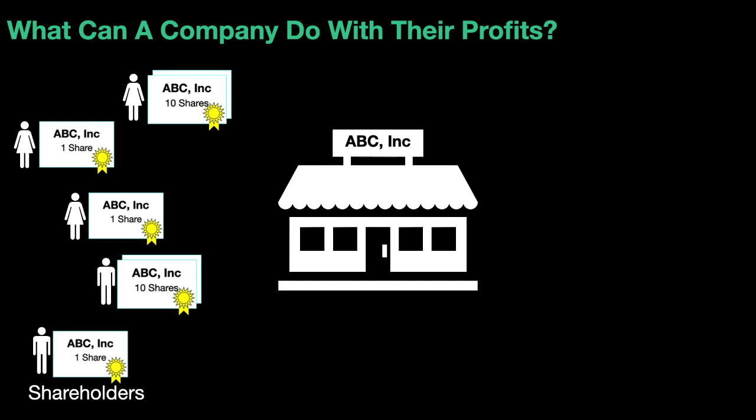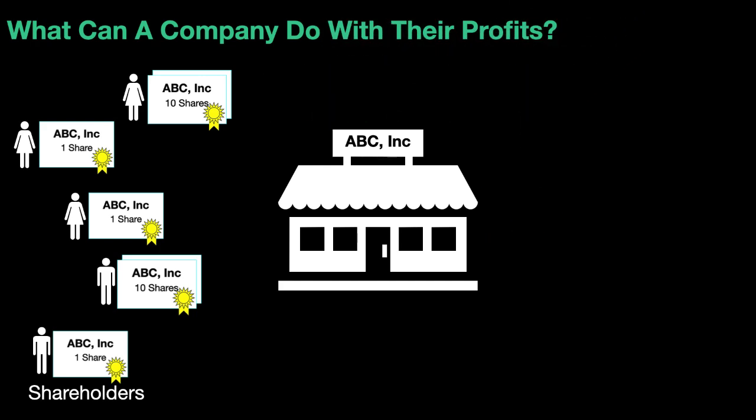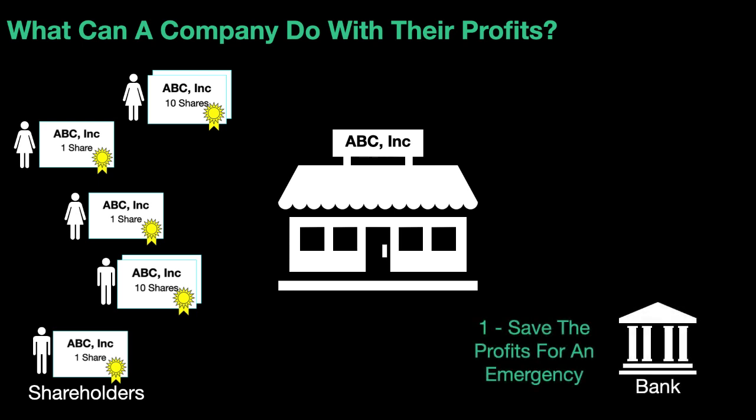Now, as the company does business and they begin to prosper, selling their products and services, they're going to start collecting money, which is their revenue. And once they pay their expenses, whatever's left over is considered their profits. And so what can they do with their profits? Number one, they could save the profits for an emergency, right? They could just take the extra cash that they have, put it in the bank, and let it sit there in case something comes up and they have it available to use.